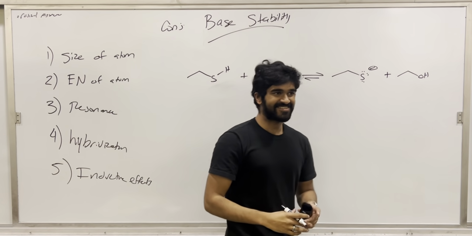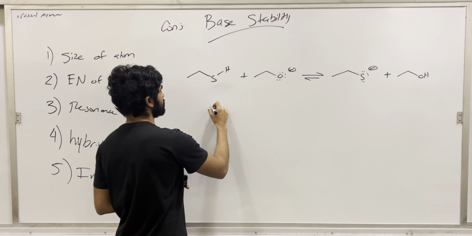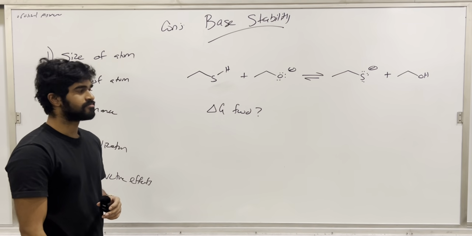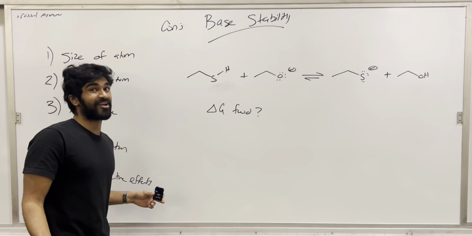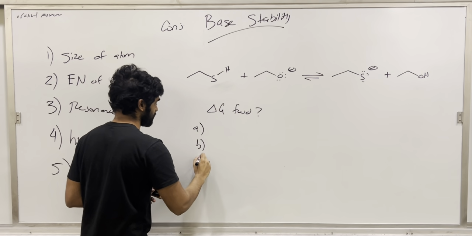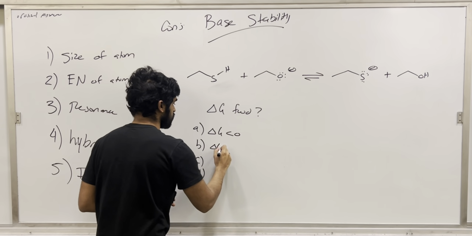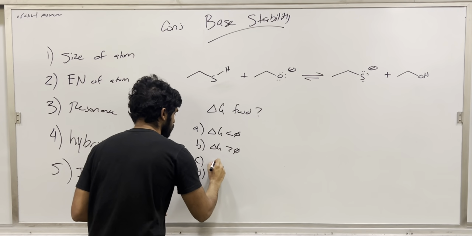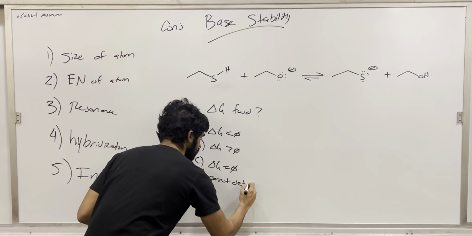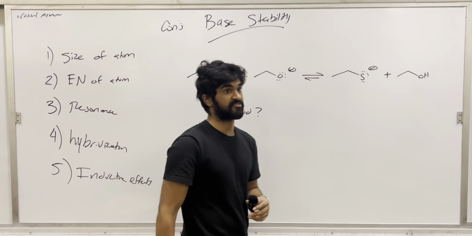You're going to be shown it like this, and you're going to be asked delta G of the forward reaction. And your four choices: less than 0, greater than 0, equal to 0, cannot determine with the given information.